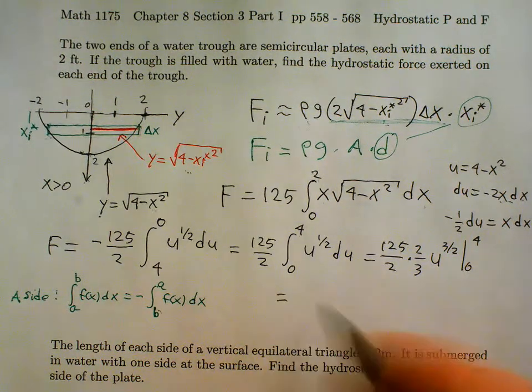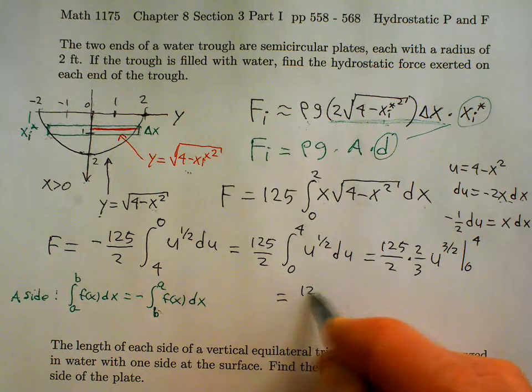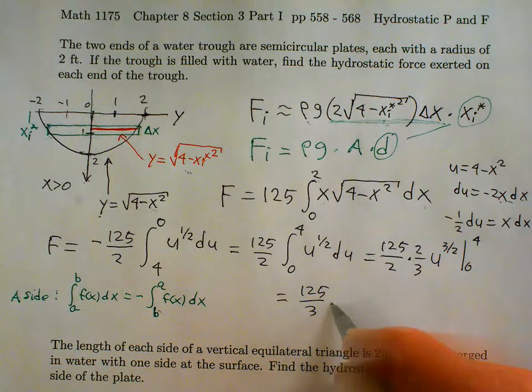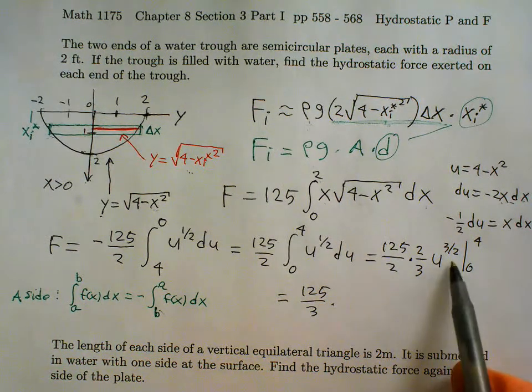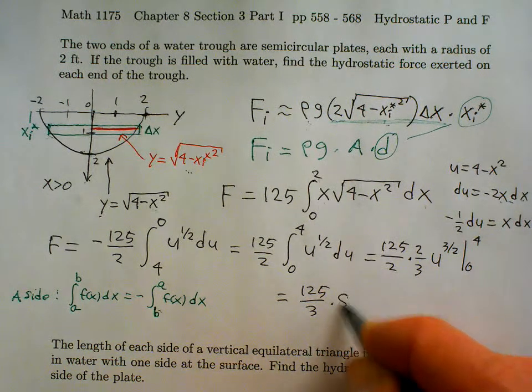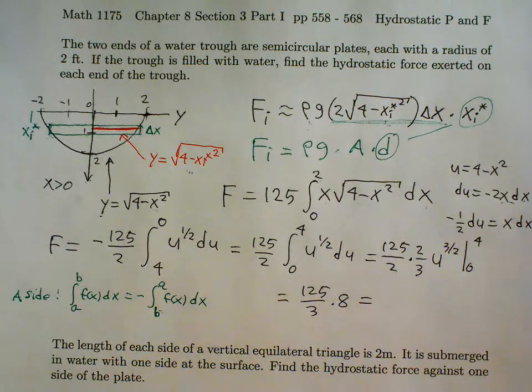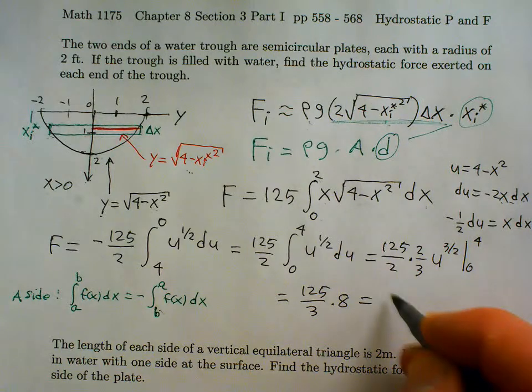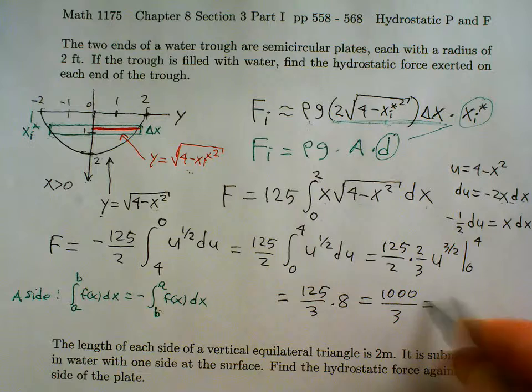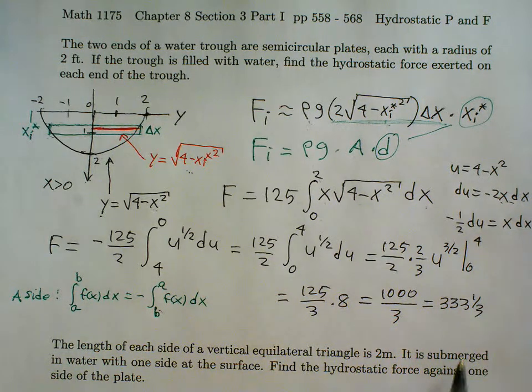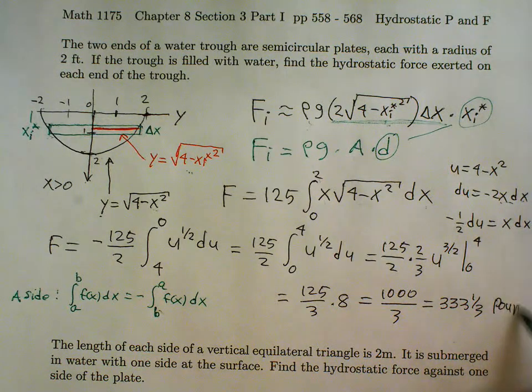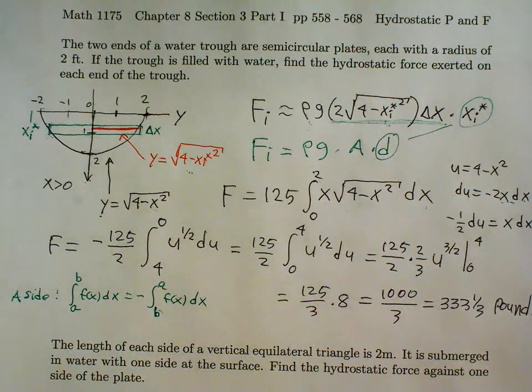So we get 125 over 3, and then 4 to the 3/2 is 8. And 125 over 3 times 8 is 1,000 divided by 3, or 333 and 1/3. And the units are pounds for the hydrostatic force.